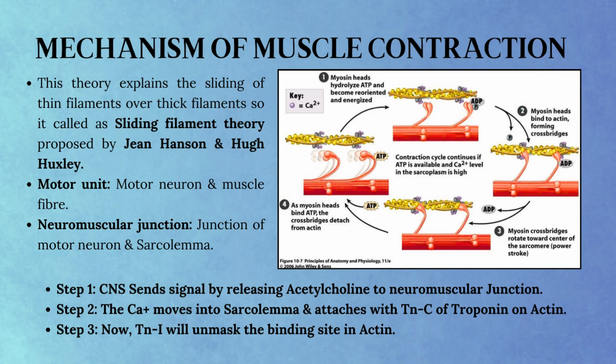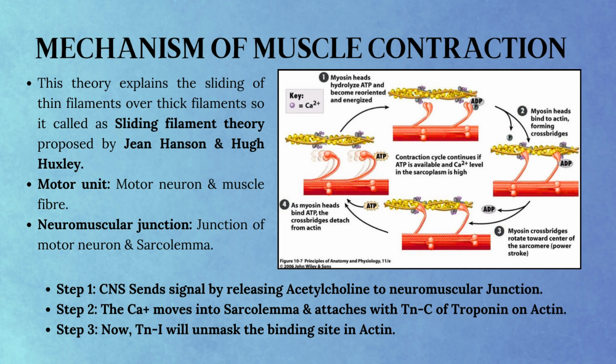Mechanism of muscle contraction. This theory explains the sliding of thin filaments over thick filaments, so it is called sliding filament theory, proposed by Jean Hanson and Hugh Huxley. Motor neuron and muscle fiber constitute the motor unit. Neuromuscular junction is the junction of motor neuron and sarcolemma. Now let's see the sliding filament theory stepwise. Step 1: CNS sends a signal by releasing acetylcholine to the neuromuscular junction. Step 2.